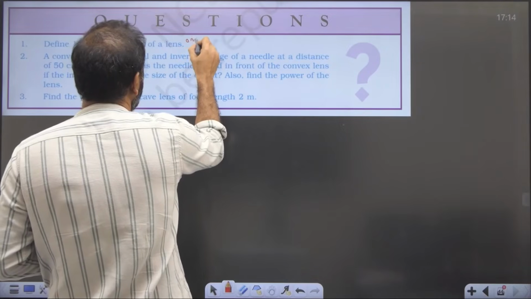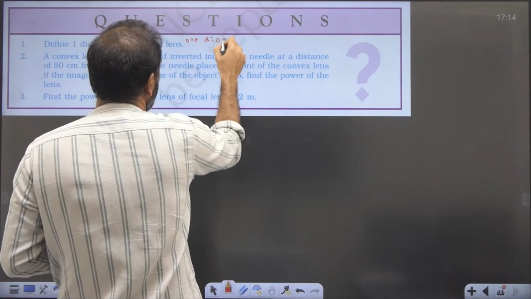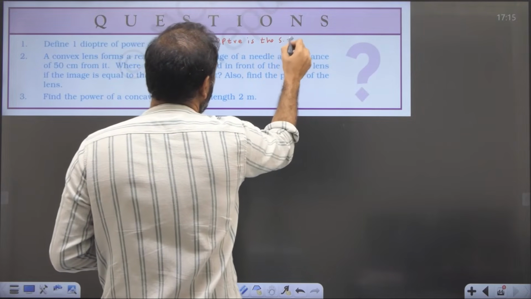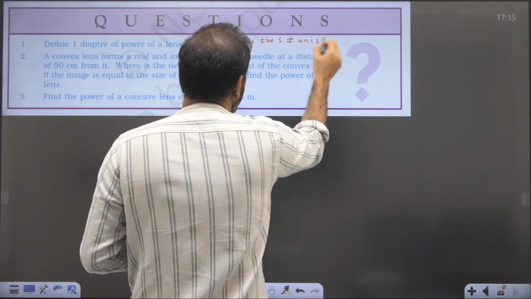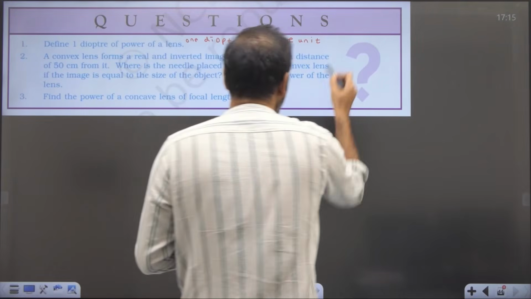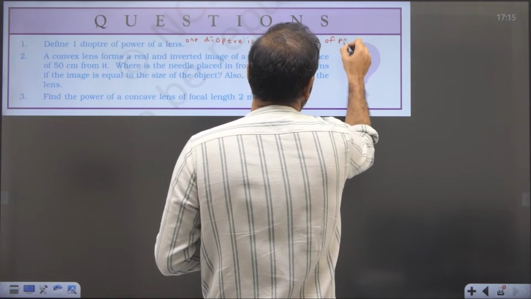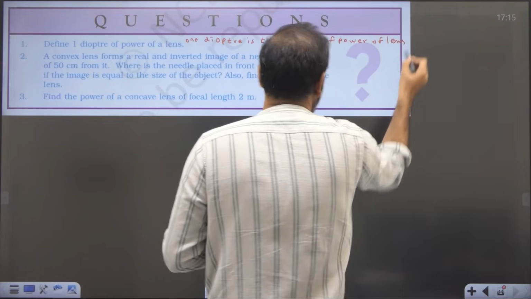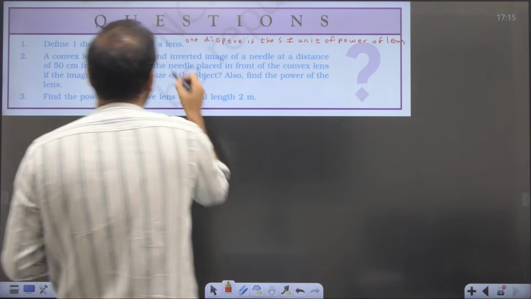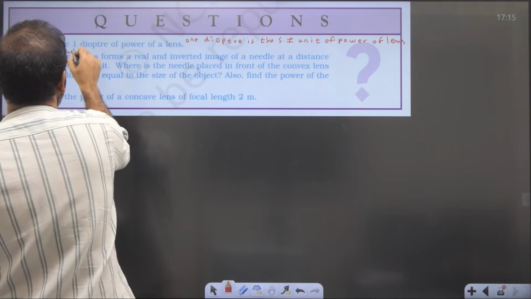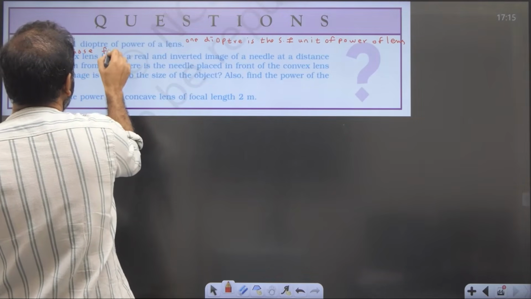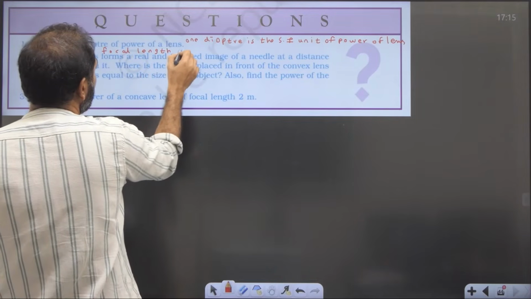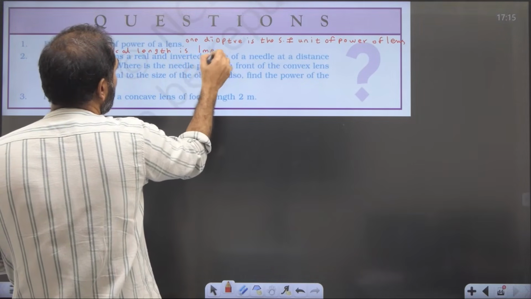One diopter is the SI unit of power of a lens whose focal length is 1 meter.